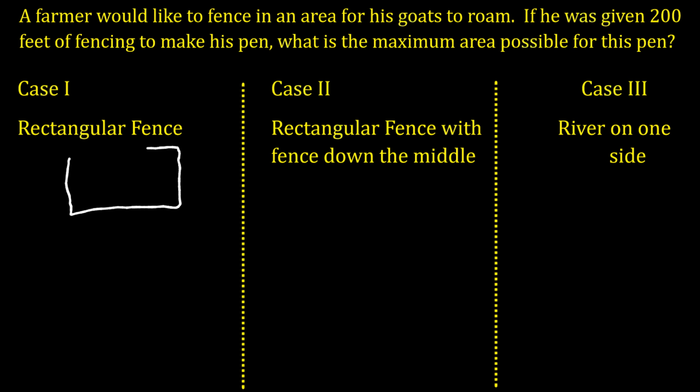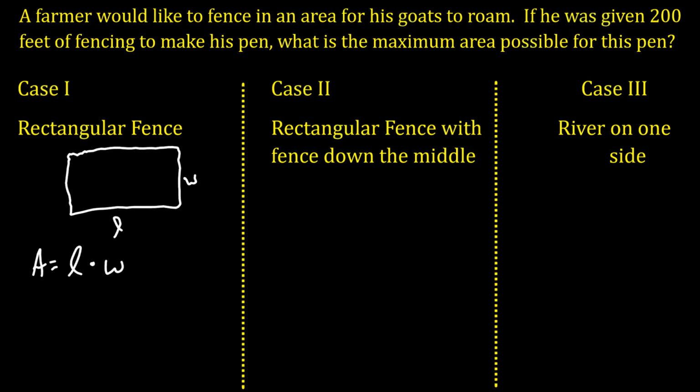We'll just draw a little rectangle here. And we'll call these two sides the length and the width. So it's an L and a W, not the best L and W I've ever written. What we want to know is the maximum area. The area of a rectangle is just length times width.